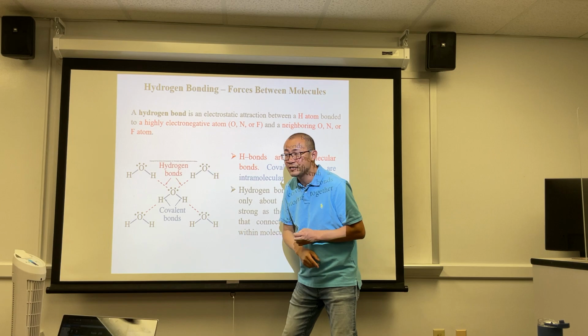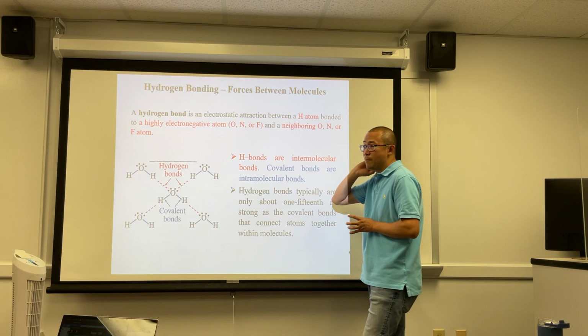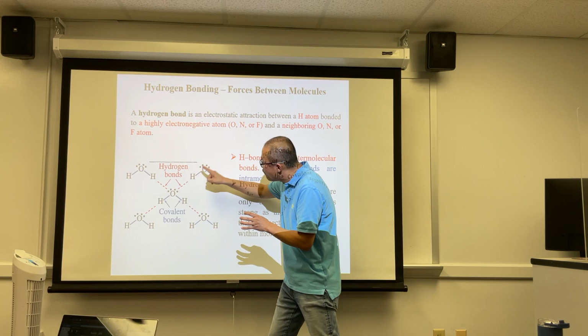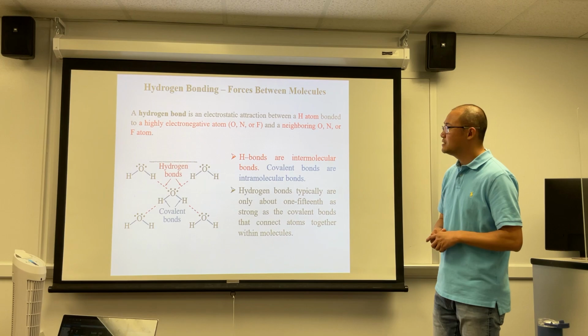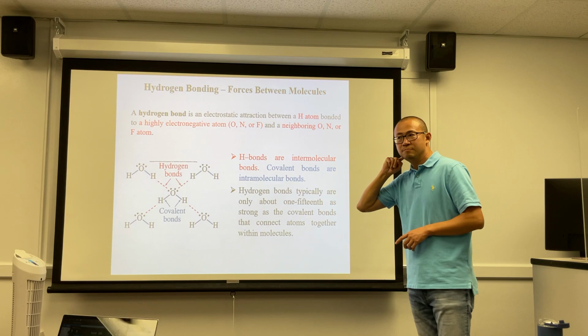You can see that the hydrogen bonding, even though they're strong, is still between molecules. So compared to the covalent bond, they're still much weaker, around 1/15 of a covalent bond. But hydrogen bonding is a very strong intermolecular bond. What makes this bond strong? Two reasons. Okay, two reasons.